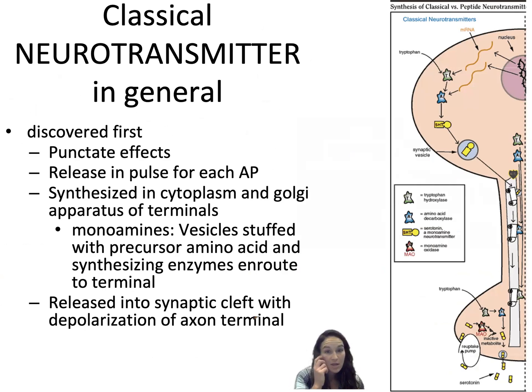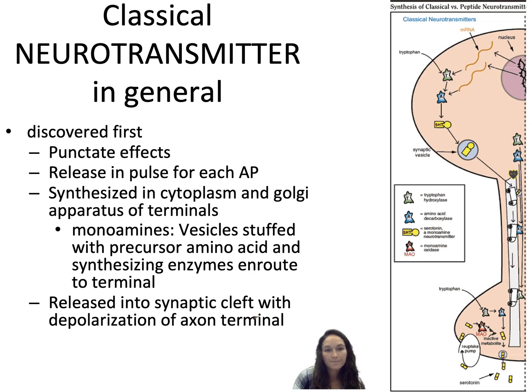Classical neurotransmitters are only going to be released with the stimulation of the cell, so with an action potential coming down the axon. Classical neurotransmitters are released when the cell is stimulated, so with the conduction of an action potential and the ultimate depolarization of the axon terminal. This is going to mobilize vesicles to fuse with the membrane so that they can release neurotransmitter contents with every action potential. Classical neurotransmitters that are synthesized by a cell are going to be dumping themselves into that synaptic space.